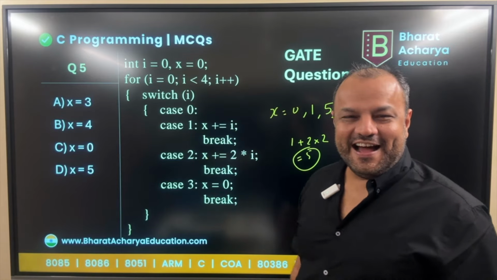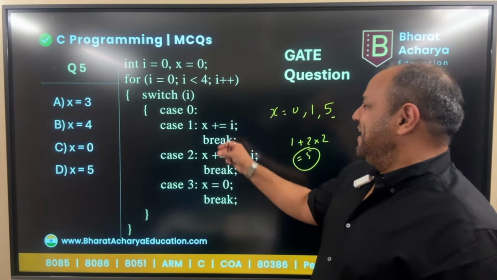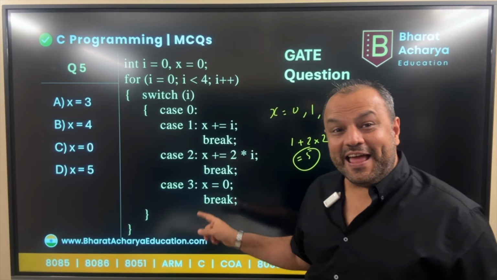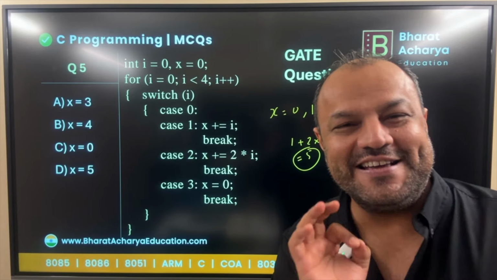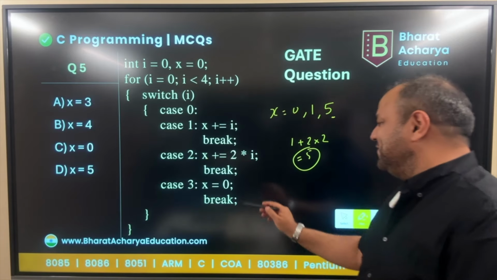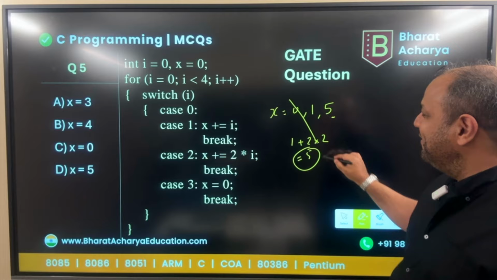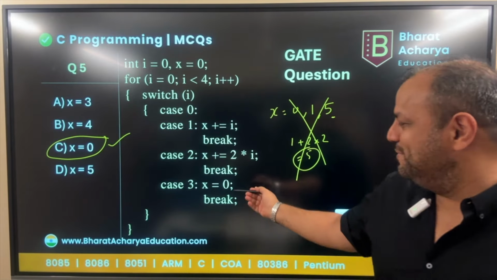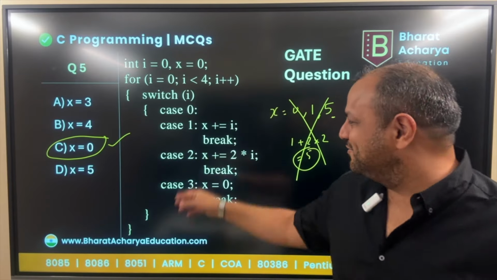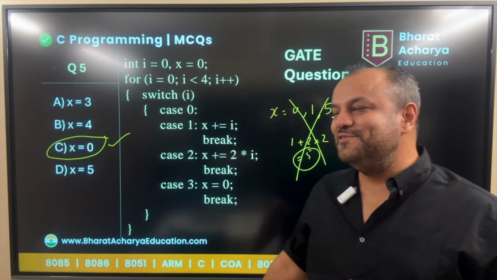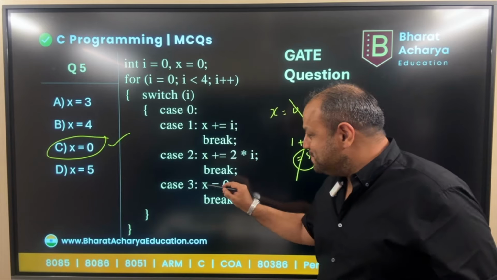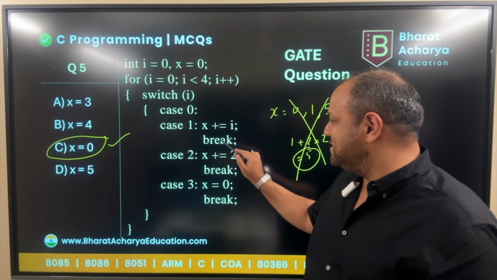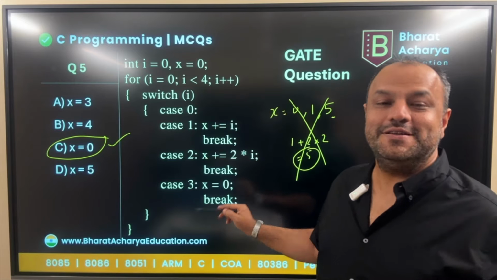Next iteration, i is 3. i is 3, case 0, case 1, case 2, case 3. x is not x plus equal to 0. x is directly equal to 0. That means all this was rubbish. x is equal to 0 because in the last case x is 0. So all this was just done to confuse you. If this was plus equal to 0, the answer would have been 5. But it's not plus equal to. This is plus equal to. This is plus equal to. This is just equal to.